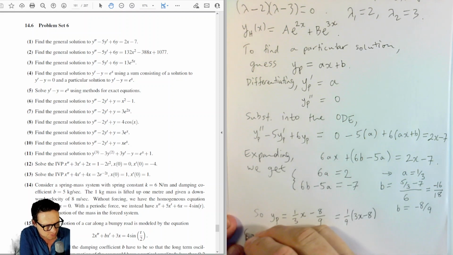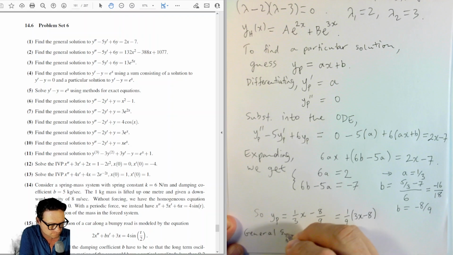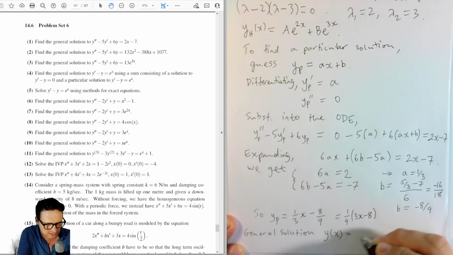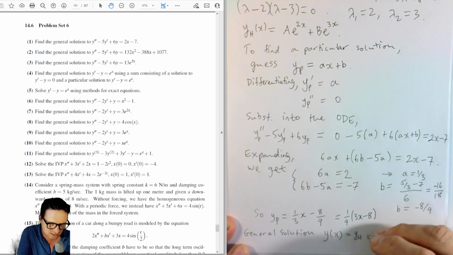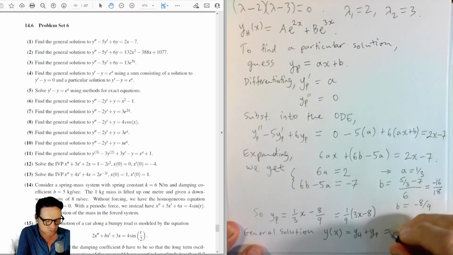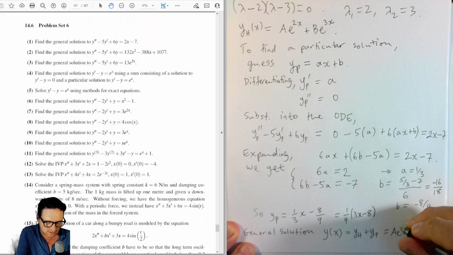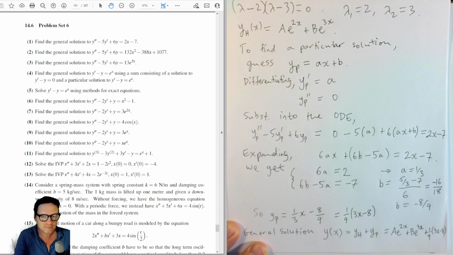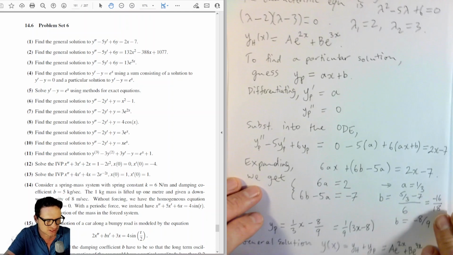Okay, now the general solution y as a function of x is equal to yh, the homogeneous solution, plus our particular solution yp. And so in this case we have a e to the 2x plus b e to the 3x, plus 1/9 of 3x minus 8. And here is our general solution. Okay, let's move on to the next question.